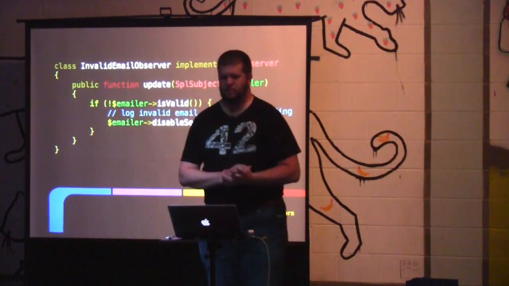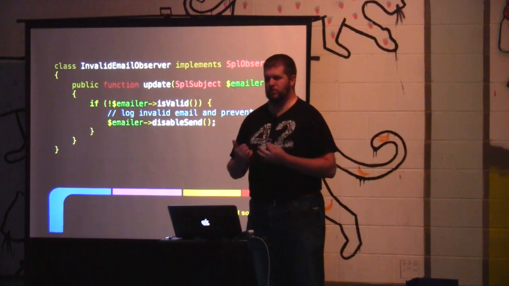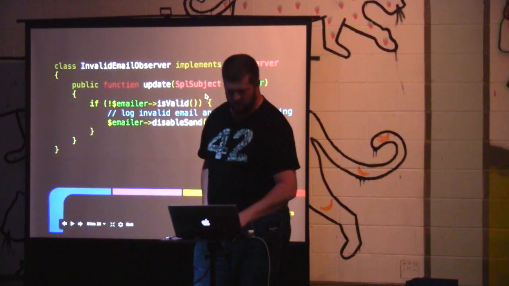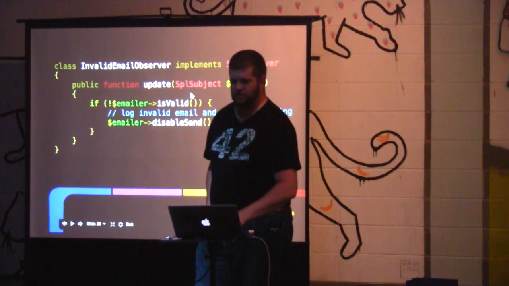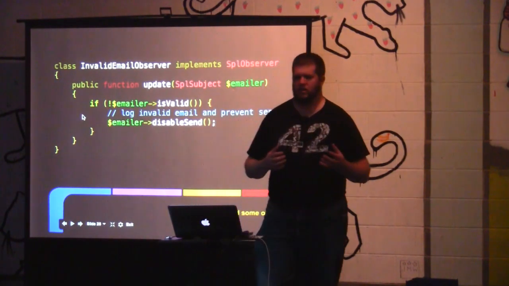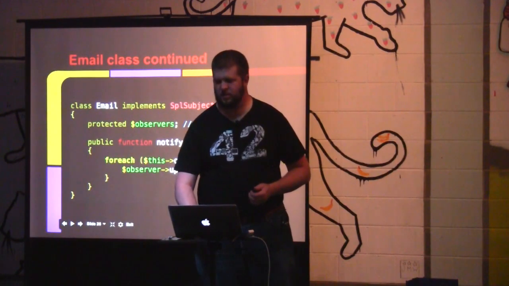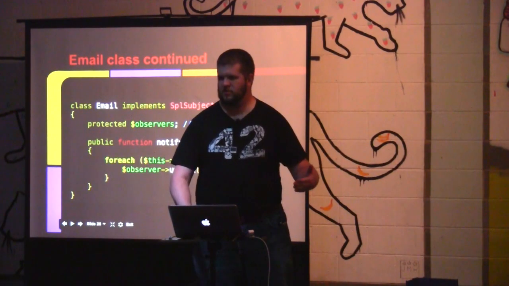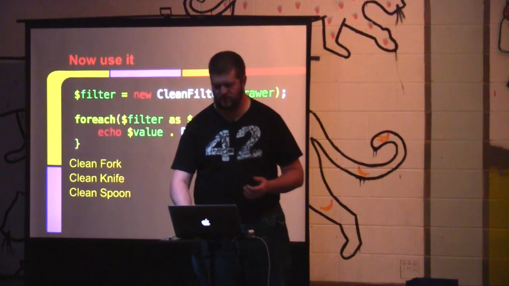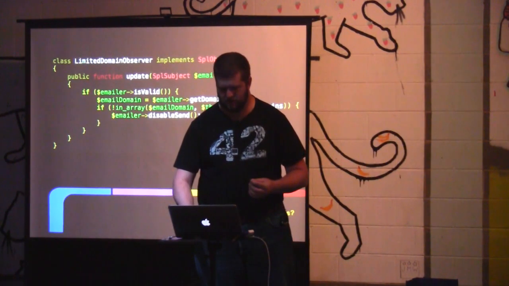So here's an example of one of the observers. We've got an invalid email observer that implements SPL observer, which means it has that update bit. And again, we've got type hinting, and it must be an SPL subject. And what comes in there when we did the update is we pass in this object, the one that we're actually in. So the observer is now going to have a reference to that object in itself, so it can do things with that object.